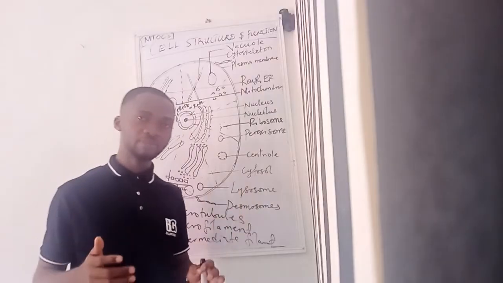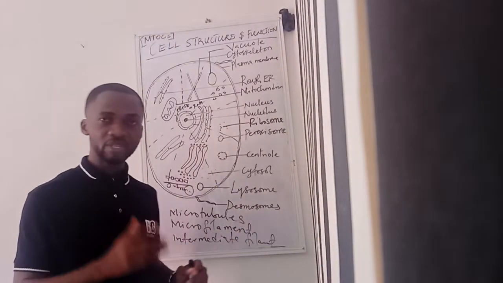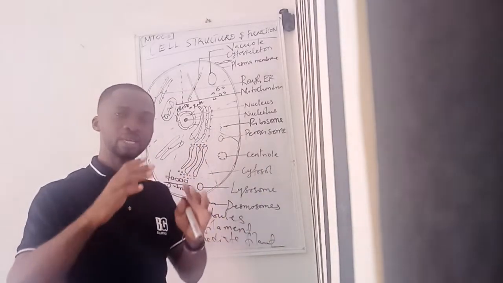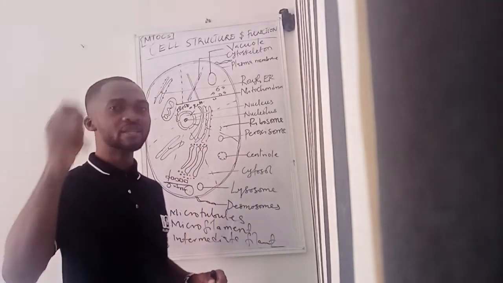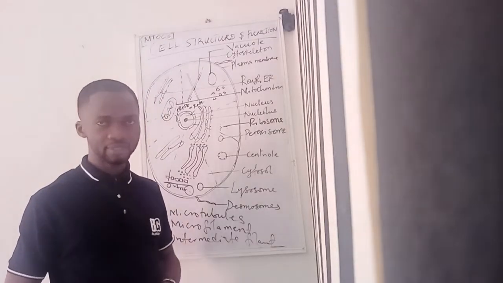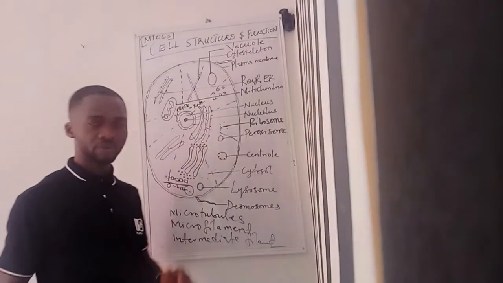The antibodies are made in the rough ER, and once they are made in the rough ER, they are sorted and taken to the Golgi apparatus where they are further sorted and processed before they are released into the cell to target foreign entities. That is the function of the rough ER.